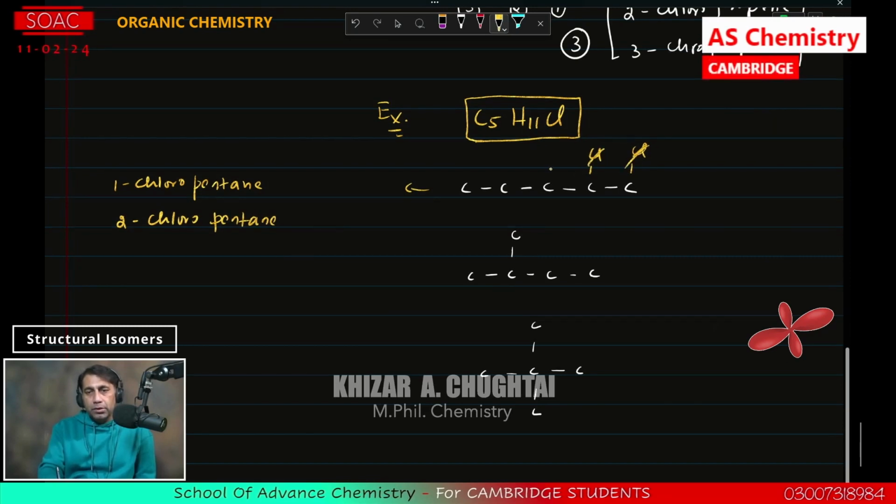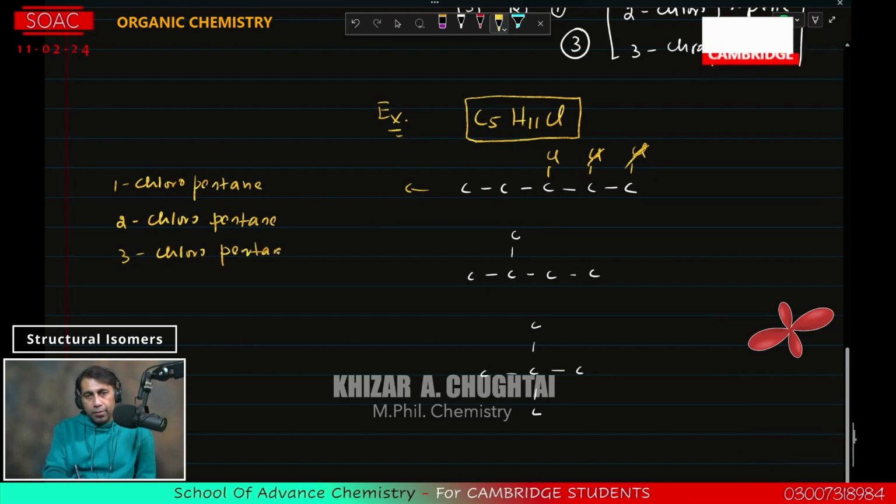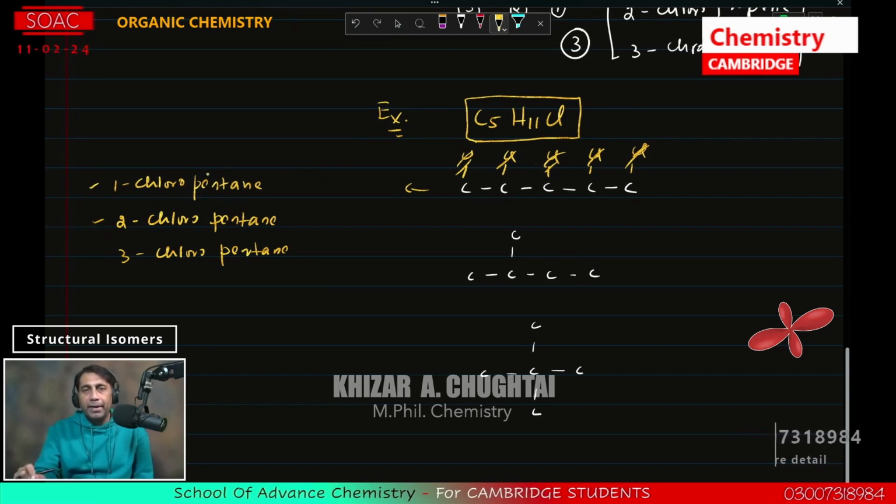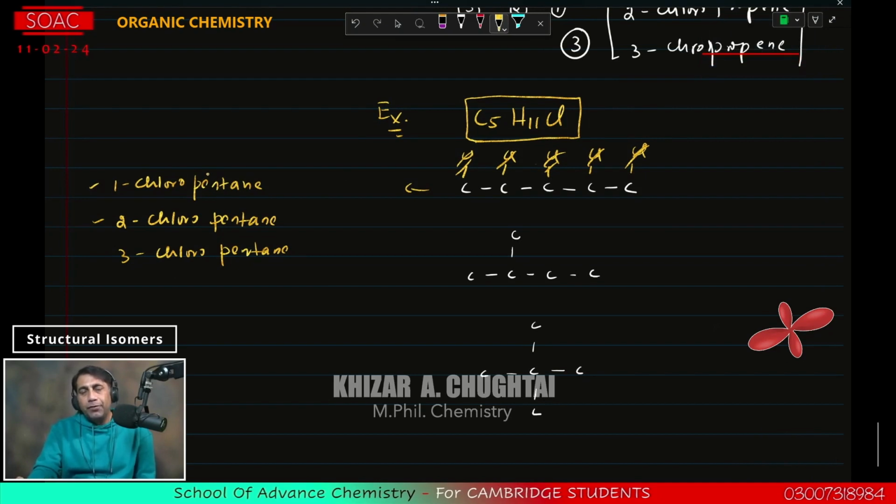If I'm putting Cl over here, good, it will be 3-chloropentane. If I'm putting Cl over here, okay, we already have it, so yes, good. And it is a 1-chloro, again we are having 1-chloro. So because of this longest chain, only 3 different names can be written. Only 3 different possible isomers are there.